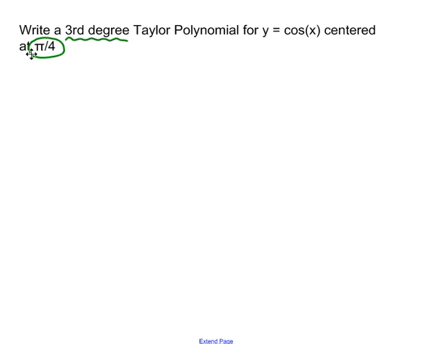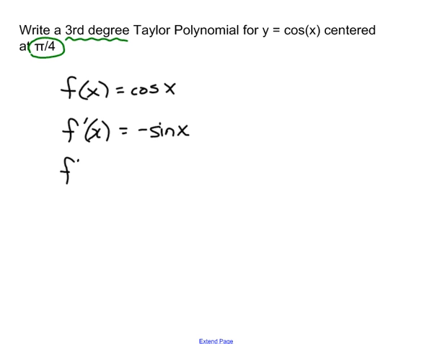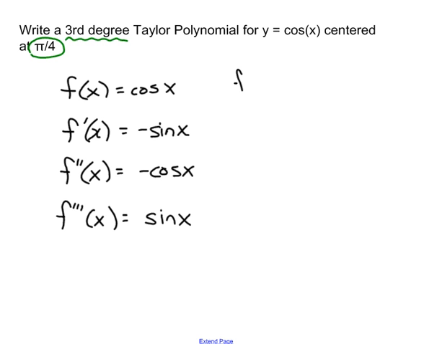We're going to take f of x equal to cosine x, and the derivatives are going to look the same. This time I need just through the third derivative, so I'll just quickly write these out. Here's my second derivative, negative cosine x, and my third derivative, which is sine x. Now, instead of evaluating it at 0, I'm going to be evaluating all of these at pi over 4.